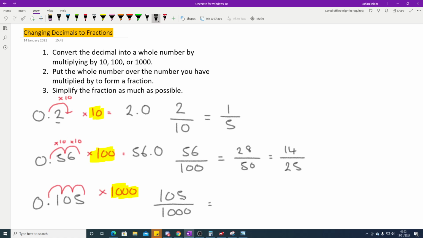So both numbers end in a 5 and a 0, and we know that when a number ends in a 5 or a 0, we can divide by 5. So 105 divided by 5 gives you 21, over 1000 divided by 5 gives you 200, and we can't simplify any further from that, so you can leave it as 21 over 200.